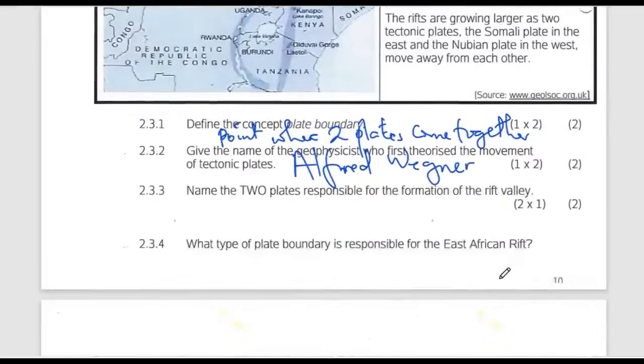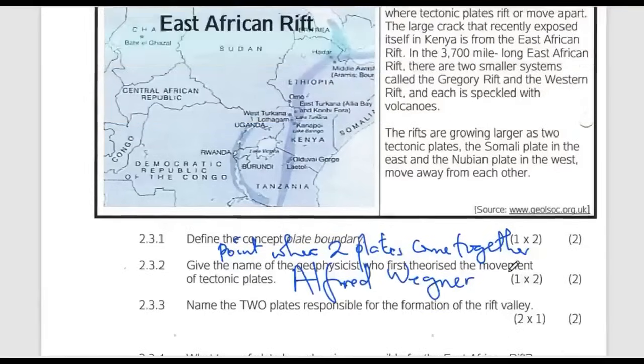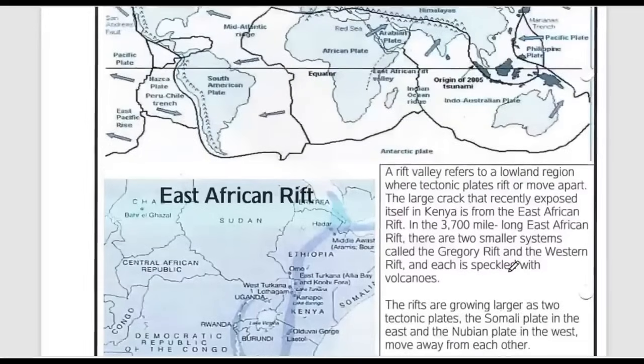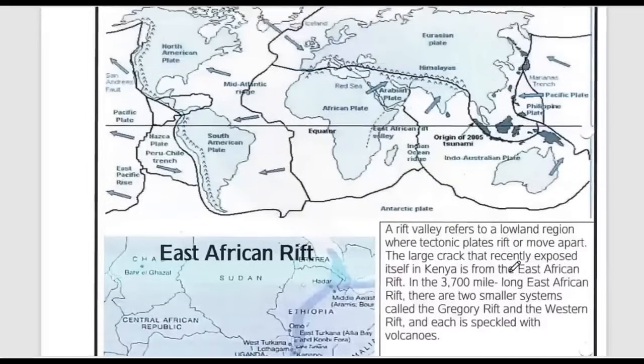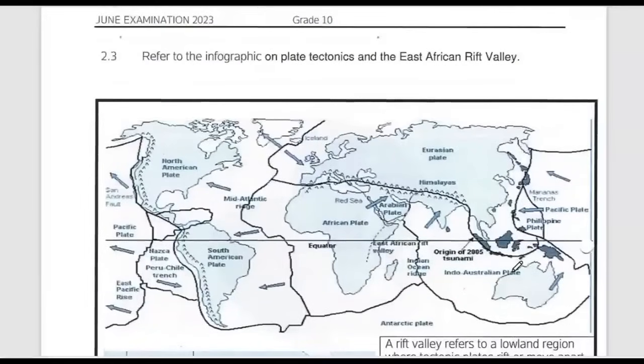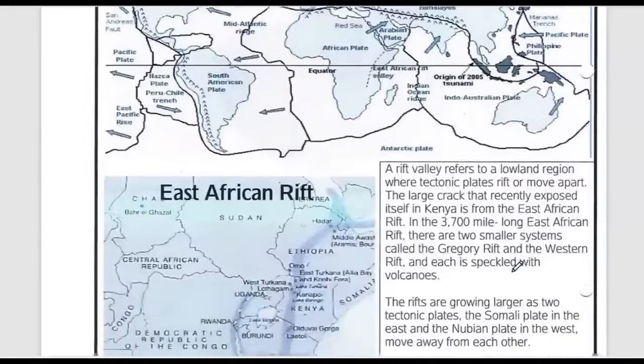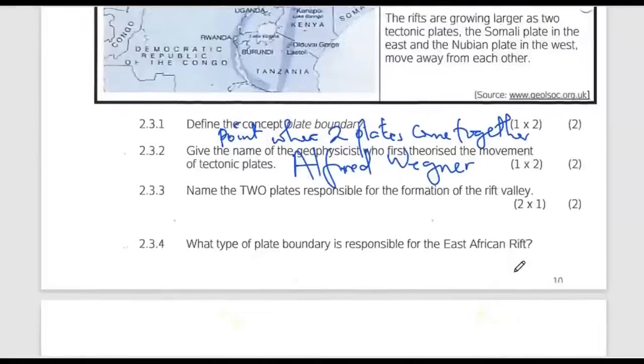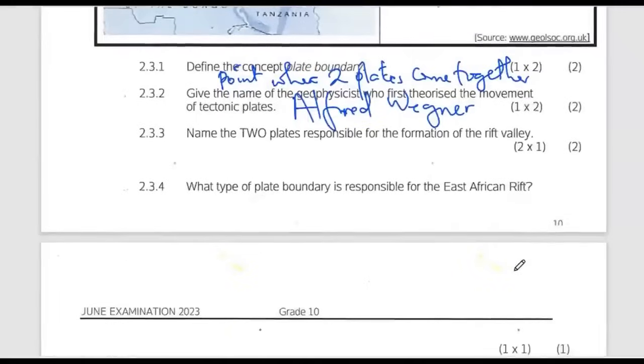Name the two plates responsible for the formation of the Rift Valley. The Rift Valley, where is it? You can figure it out on the map and highlight the two plates which are moving away from each other, creating the Rift Valley. If you check on your maps, it was clearly indicated. So the two plates here are the Somali and the Nubia. Those are the two plates.